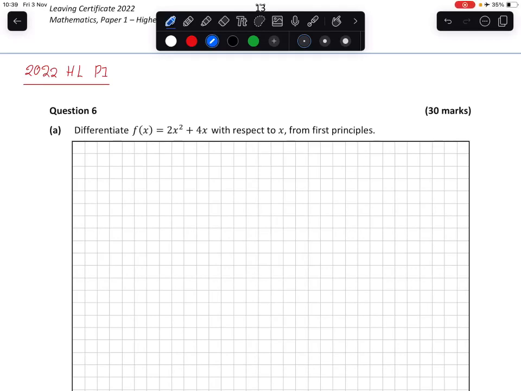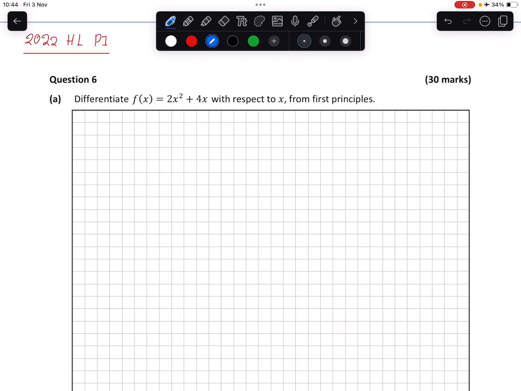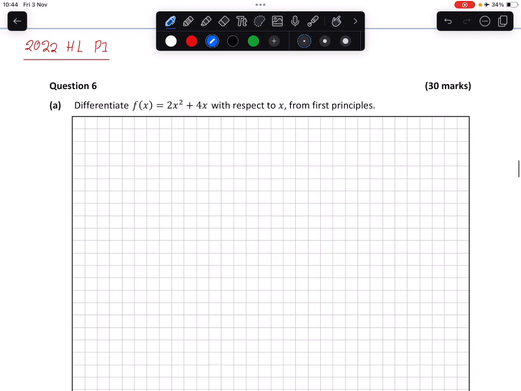So today we're going to be looking at 2022 higher level paper 1, question 6 for maths. Differentiate f of x, which is equal to 2x squared plus 4x with respect to x from first principles. Easiest way I find, and it's the way I always do it, I'm just going to regularly differentiate this just to figure out what the answer is going to be. So it's minus 1 from the power multiplied by the whole power. So we're going to end up with 4x plus 4.